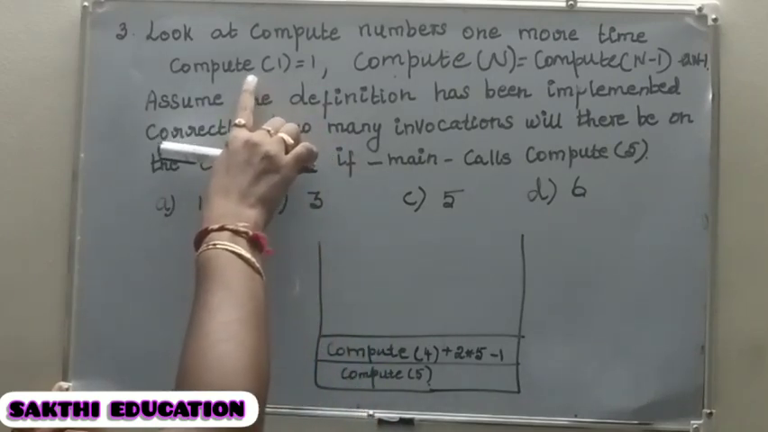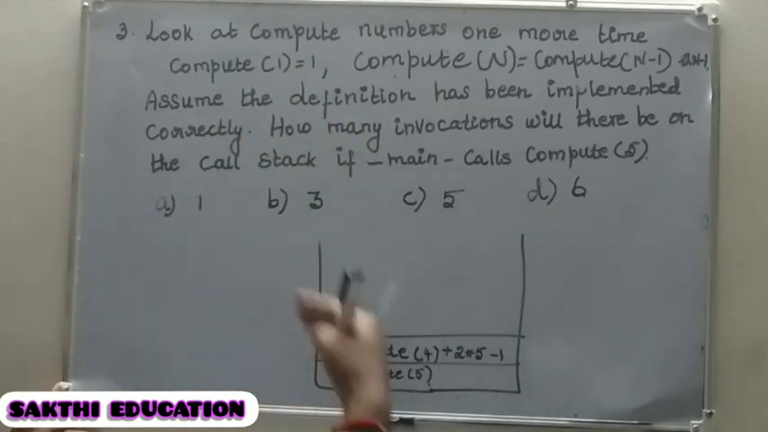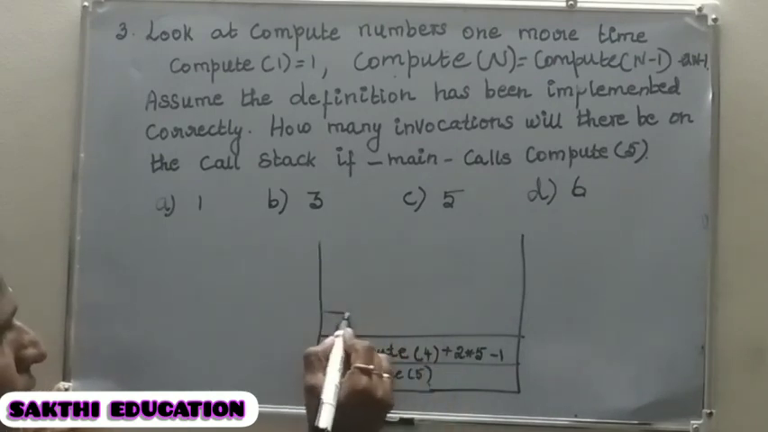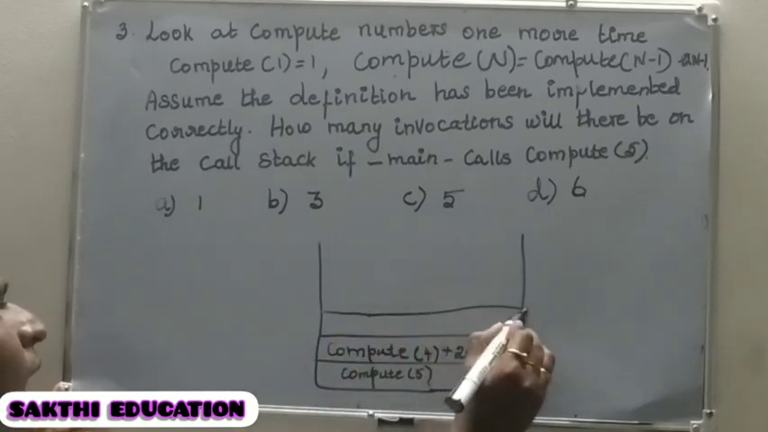So your base condition is what? Compute of 1 equal to 1. Till that you have to proceed your work. This is again compute of 4, a calling function. If it is a function call, it will create another frame.